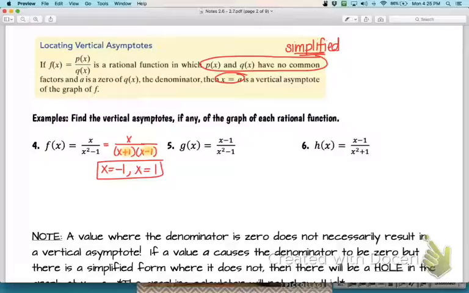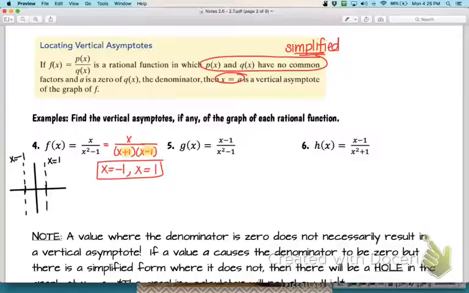So when I look at my graph, it's going to be something like this. If this is negative 1 and this is positive 1, I'm going to have asymptotes here and here, vertical ones. Okay, this is the line x equals 1. This is the line x equals negative 1. So let's look at number 5.